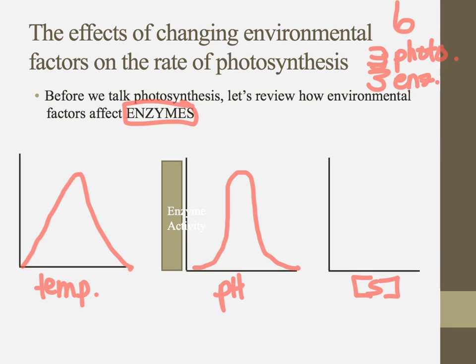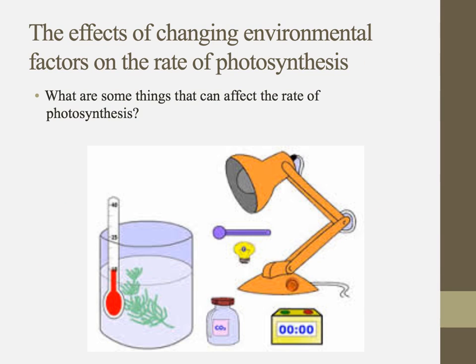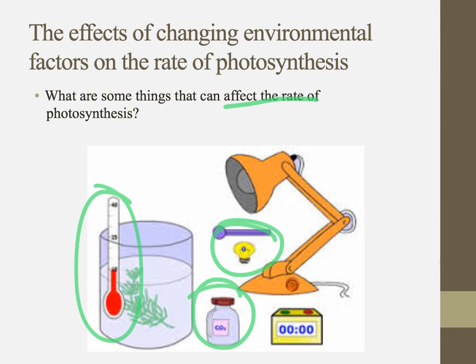And then for substrate concentration, we see an increase and then a plateau as every enzyme becomes busy with a substrate. So these are the 3 that I need to know for enzymes. The 3 that I need to know for photosynthesis all have to do with the things that actually affect the rate. So here we're talking carbon dioxide concentration, light intensity, and temperature.